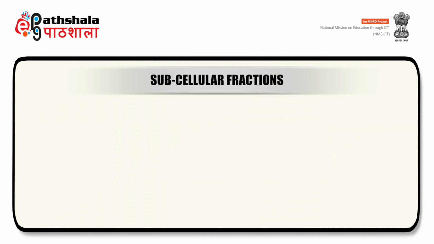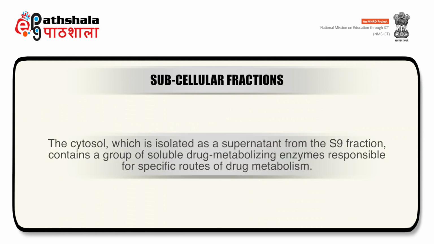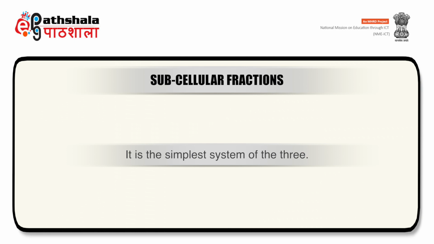Now, subcellular fractions. Along with express enzyme systems, subcellular fractions prepared from drug metabolizing tissue, that is liver and gut, including cytosol, S9 and microsomal fractions, are used in drug metabolism studies to address various questions. The cytosol, which is isolated as a supernatant from the S9 fraction, contains a group of soluble drug metabolizing enzymes responsible for a specific route of drug metabolism. It is the simplest system of the three.